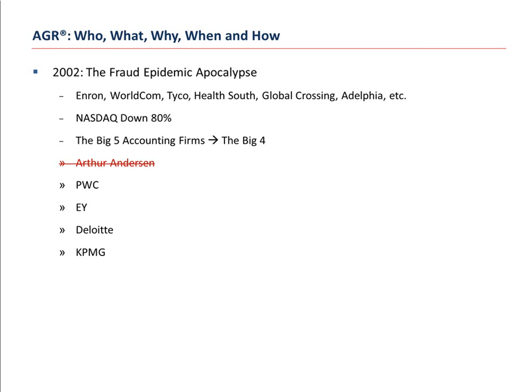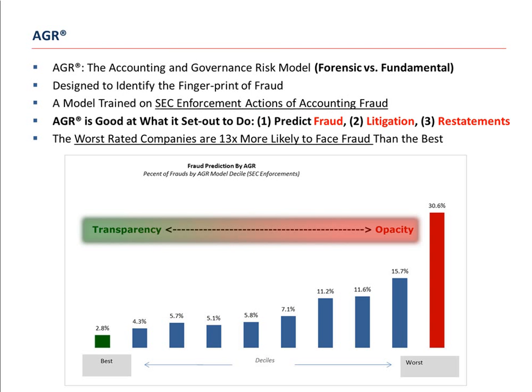It's important to understand the beginnings of this company, and that was back in 2002 with the fraud epidemic apocalypse. There was a true fraud epidemic that hit the US markets. NASDAQ went from 5,200 down to 1,500. And even more impressive, the big five accounting firms turned into the big four when the largest auditor in the United States, Arthur Andersen, was shut down by the Securities and Exchange Commission because of their involvement in not just the Enron fraud, but some of the other big name frauds. It was that fraud apocalypse, that epidemic, that was the motivation or incentive for the creation of the firm.